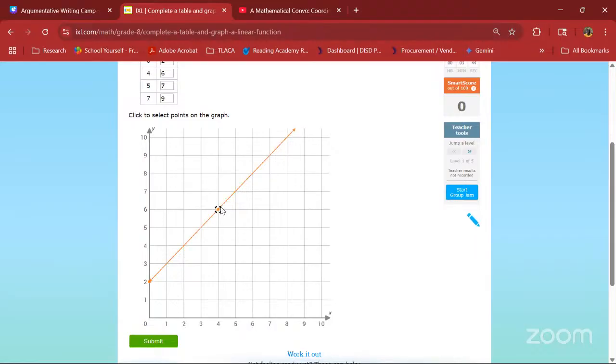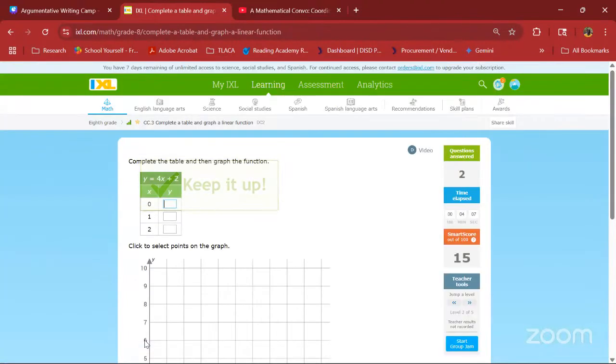You've been going in order. What if I wanted to start from the bottom? What if I wanted to do 7, 9 first? Can I do that? 7, 9. I'm going to do 7, 9 there. And then 5 and 7. Oh, it's still on the line. Same line. Still on the line. You see that? I do. Still on the line. Hit submit. Keep it up, baby.